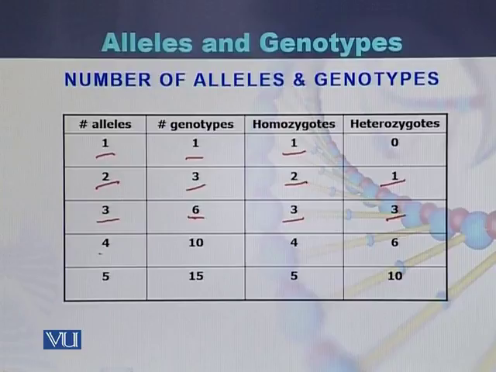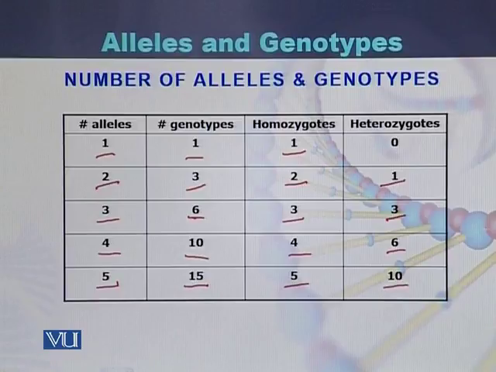If a gene contains 4 different alleles, the number of genotypes will be 10, 4 will be homozygous and 6 will be heterozygous. And if a gene contains 5 different alleles, there will be a total of 15 different genotypes, 5 will be homozygous and 10 will be heterozygous.